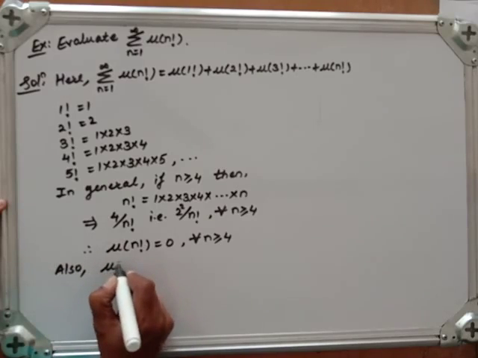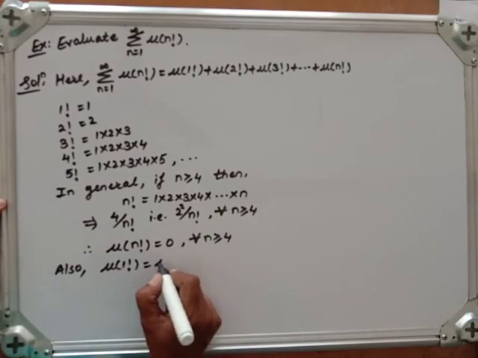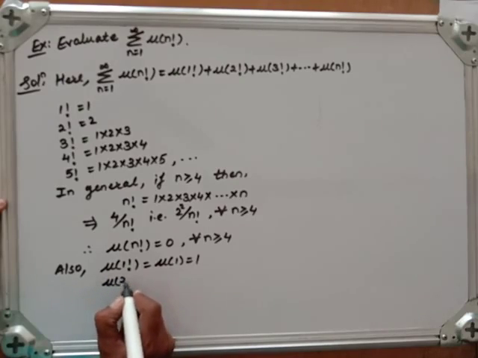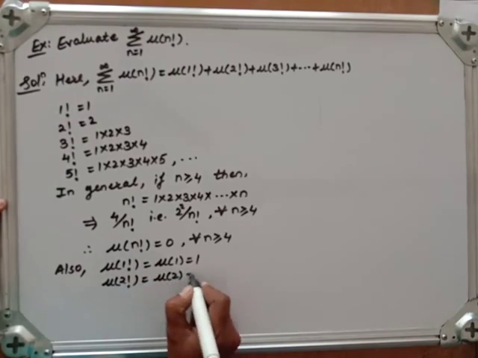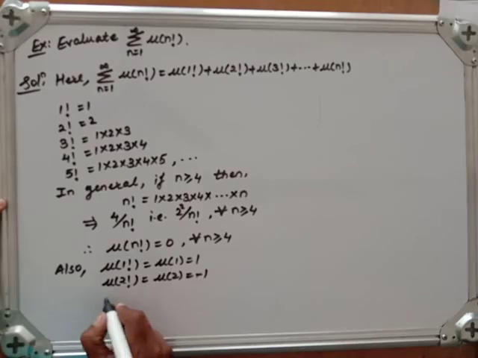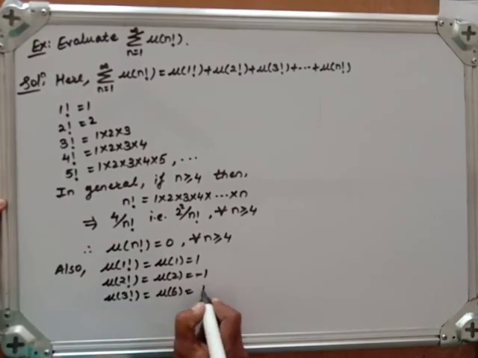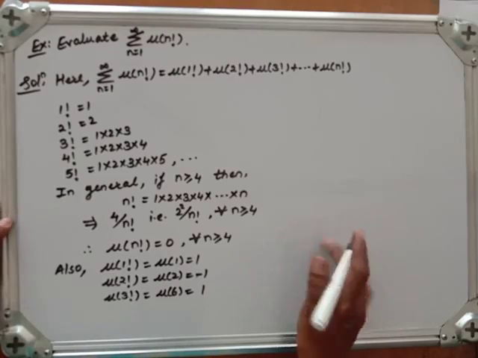Also, what about mu of 1 factorial? Mu of 1 factorial is mu of 1. That will be 1. Mu of 2 factorial is mu of 2, that is equal to -1. Already we have seen it. Mu of 3 factorial, so it is mu of 6. That will be 1. And further parts will become 0.